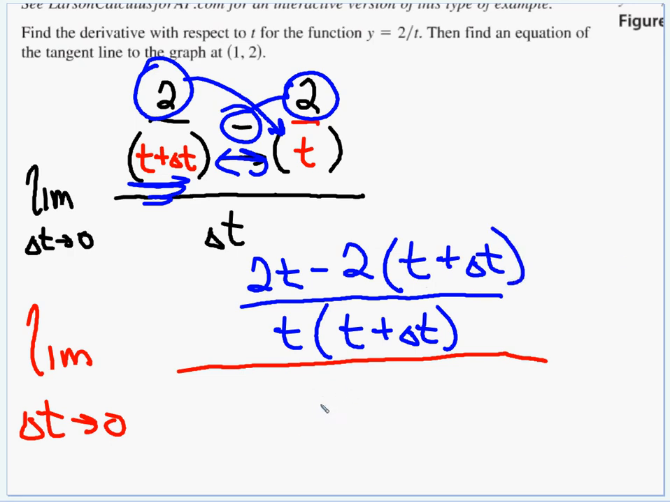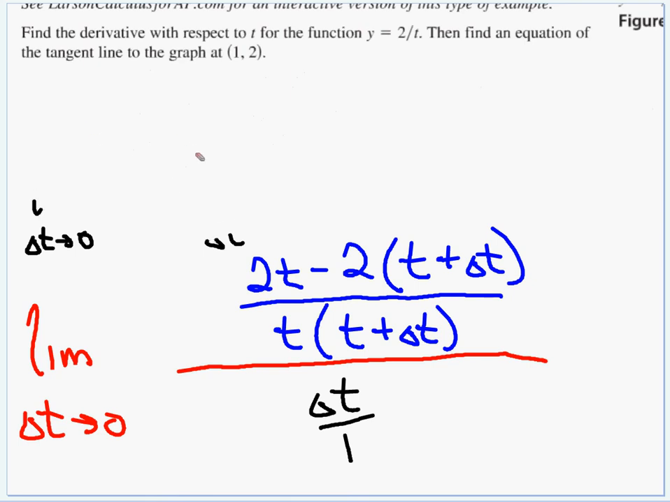I'll switch back to black ink. Delta t, we could put it over 1 just to remind us that we are going to be bringing that up and flipping it before too long.